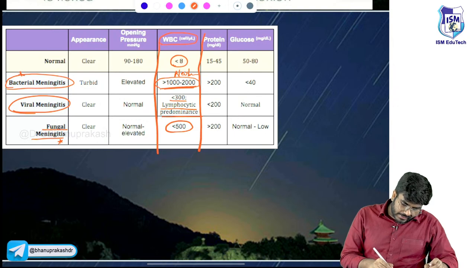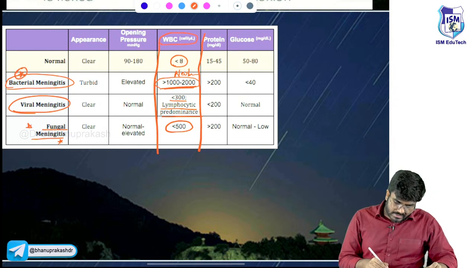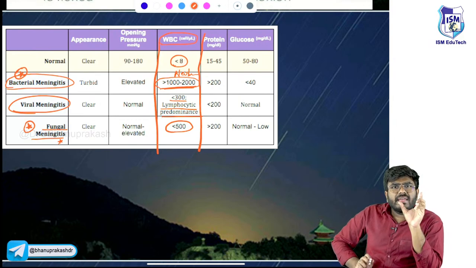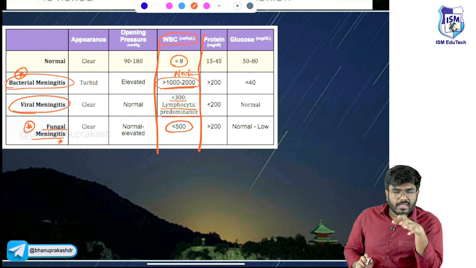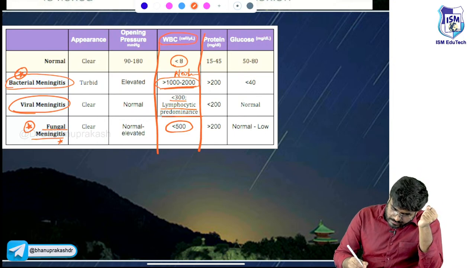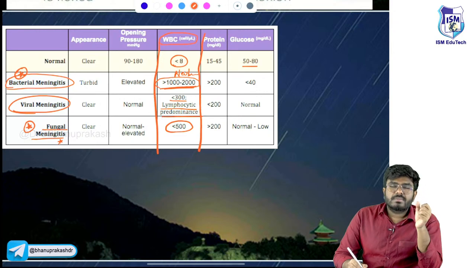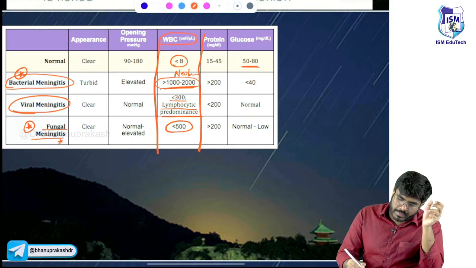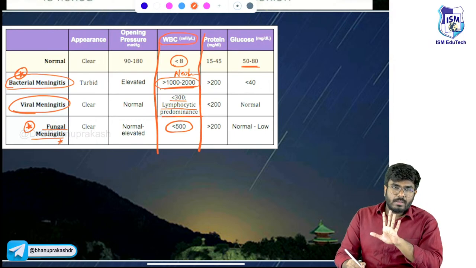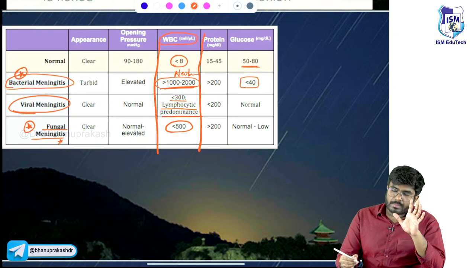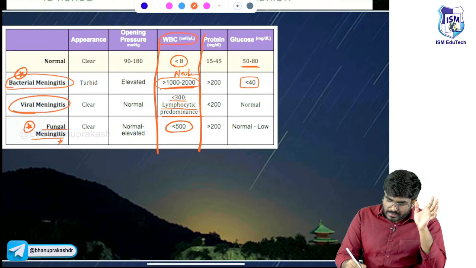What else? Both bacteria and fungus, will they take glucose for their growth? They will use the glucose. In the CSF, the normal level of glucose is 50 to 80 milligrams per deciliter. In bacterial meningitis, it is coming less than 40. So in bacterial meningitis, the CSF glucose levels will go down.